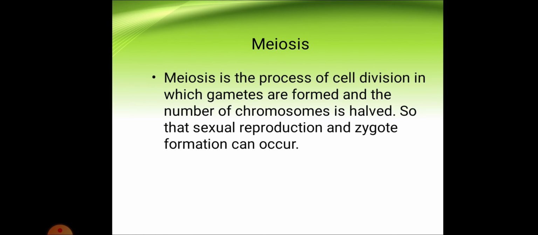What is meiosis, Kuya? Meiosis is the process of cell division in which gametes are formed and the number of chromosomes is halved so that sexual reproduction and zygote formation can occur. So that is meiosis.